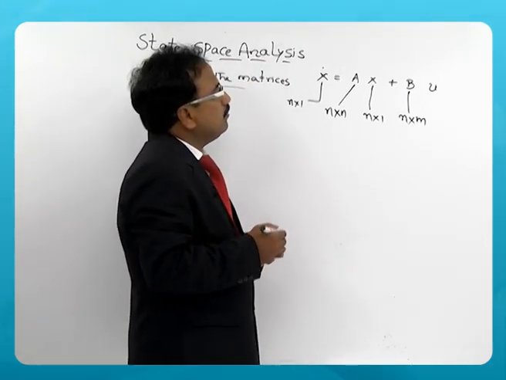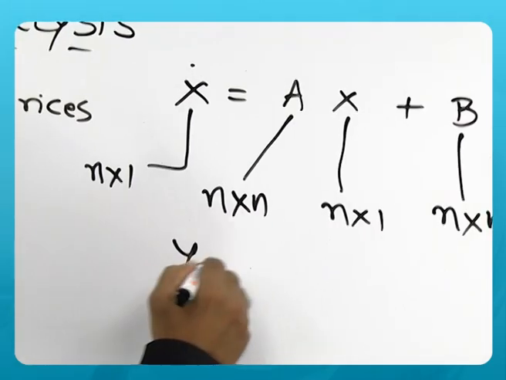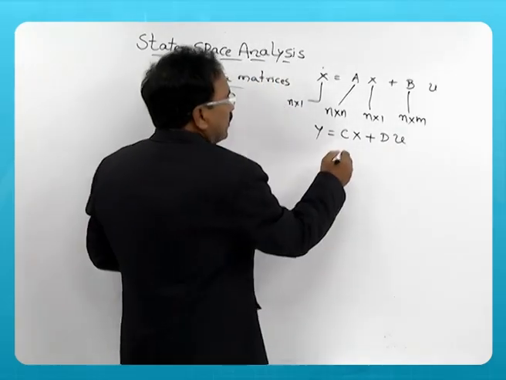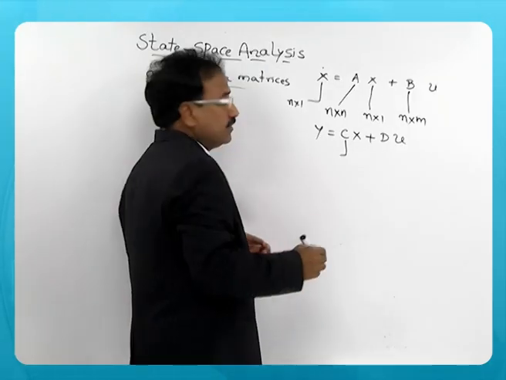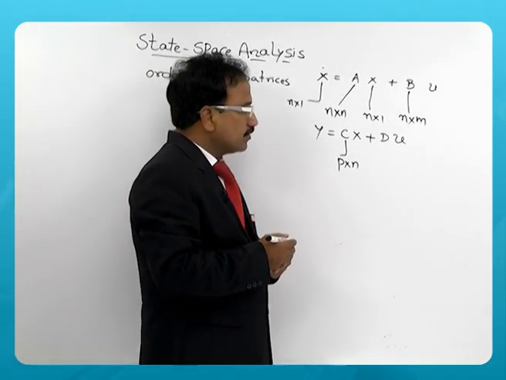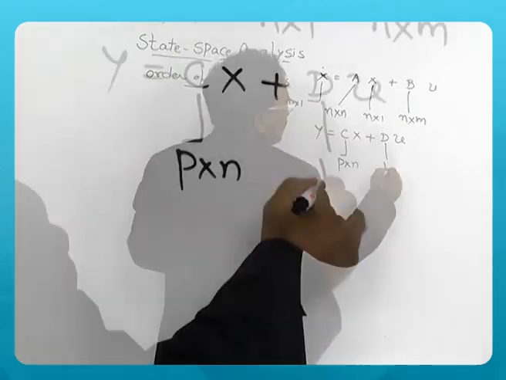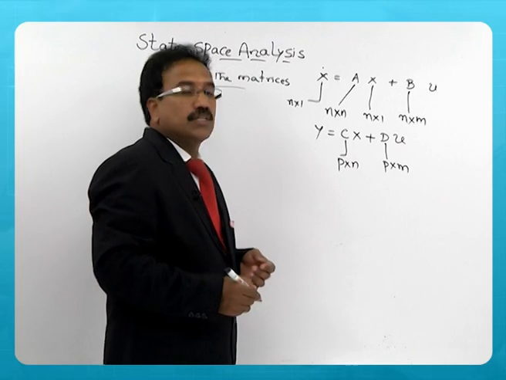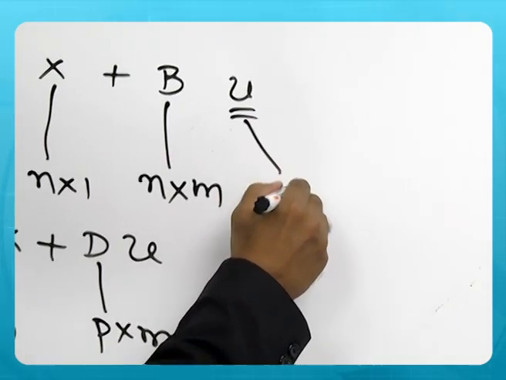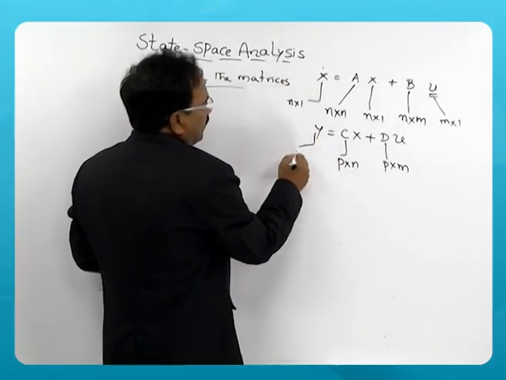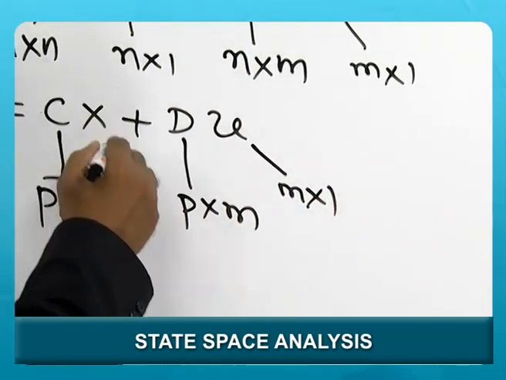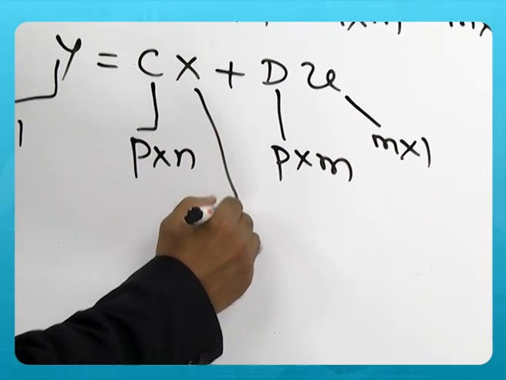So the dimension of the B matrix is n cross m, and in the output equation y is equal to Cx plus Du, this C is known as the output matrix. So the dimension of this is P cross n, and the dimension of D is P cross m. These are the 4 matrices. So this U is the input vector, it has m cross 1, and Y is the output vector, it has P cross 1, and state vector is n cross 1.